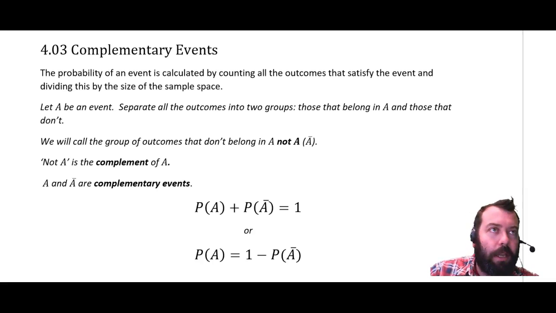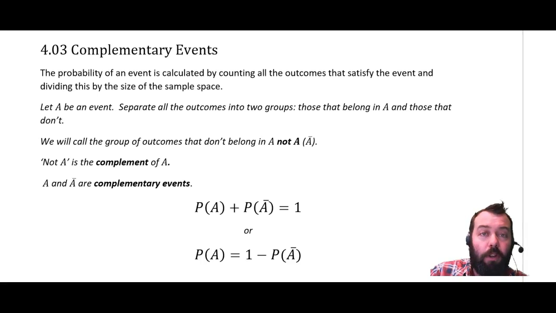We're talking about everything else that might happen. So I've got an event, and that's going to group together some of the outcomes. Right? We've got our sample space. Some of the outcomes in that sample space belong to an event. All of the other ones belong to the complement of that event.